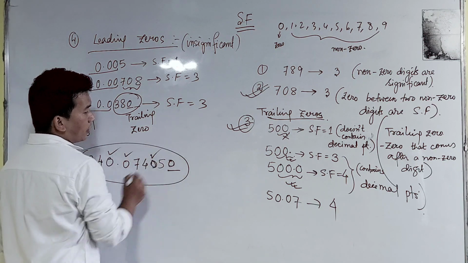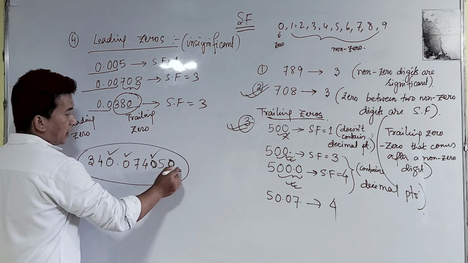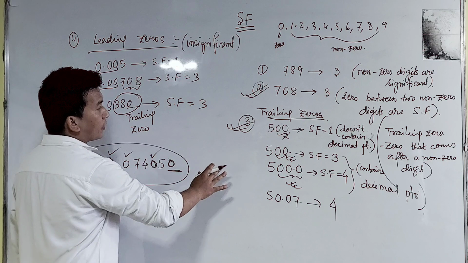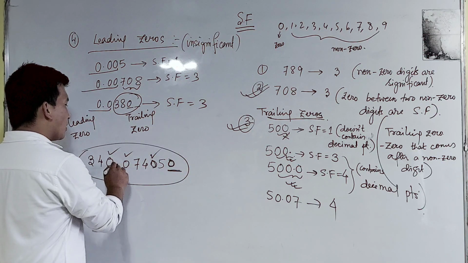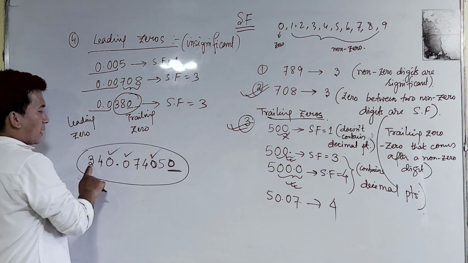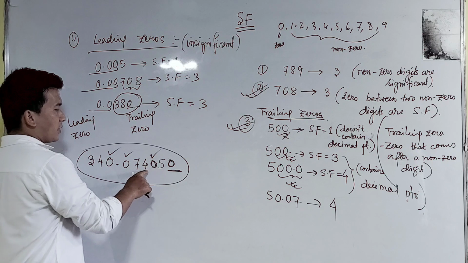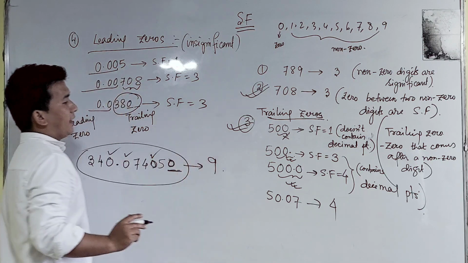Why do we count this zero? This zero is counted because it is a trailing zero, an ending zero that comes along with this decimal point. Counting 1, 2, 3, 4, 5, 6, 7, 8, 9. So our answer will be 9.